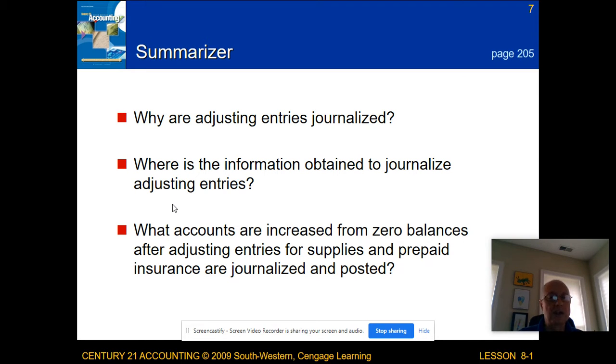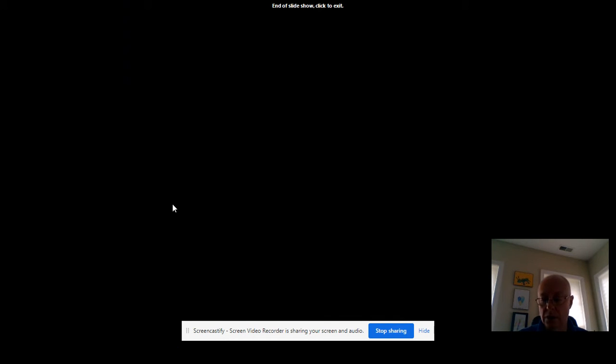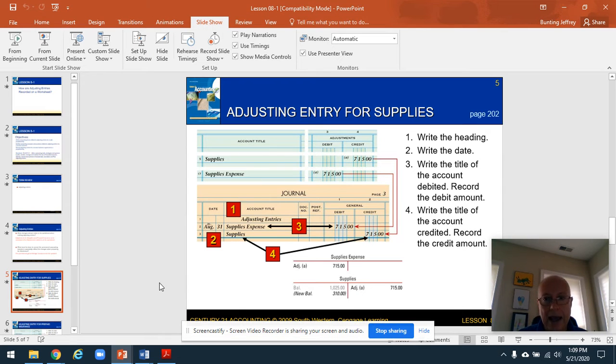Okay, what accounts are increased from zero balances after the adjusting entries for supplies and insurance are journalized and posted? Well, these are the expense accounts. So we have to record a debit whenever we make a credit entry. So that's where we are, guys. Easy enough. Now let's go into ACCII here, and let me demonstrate for you.